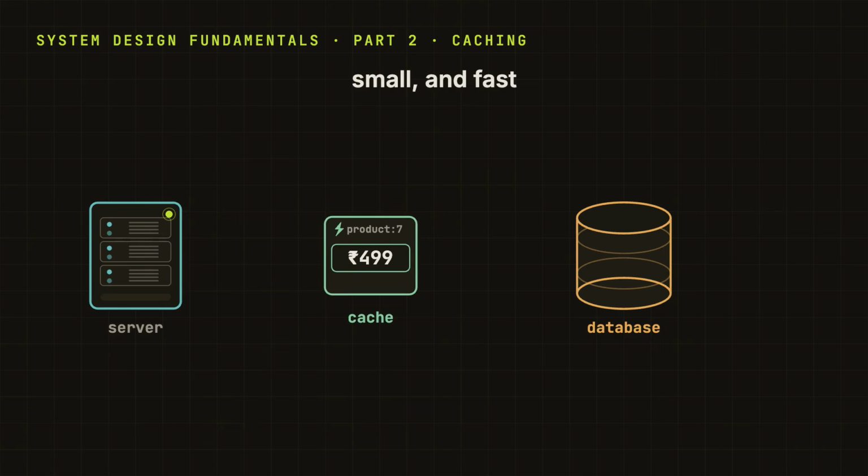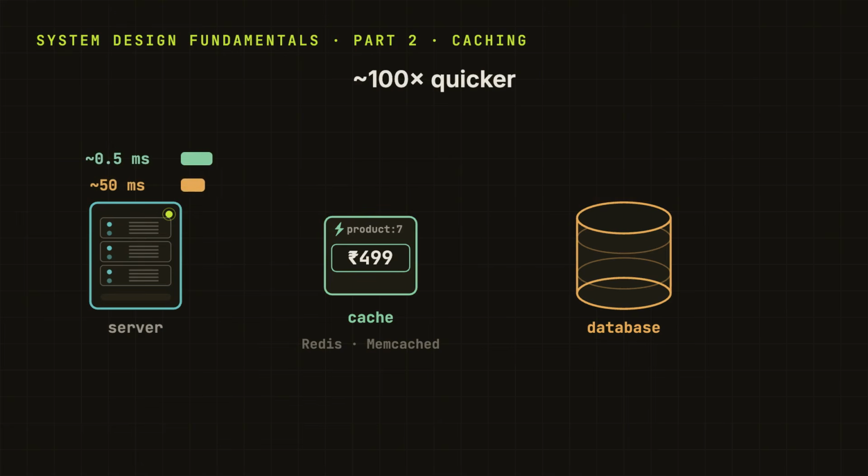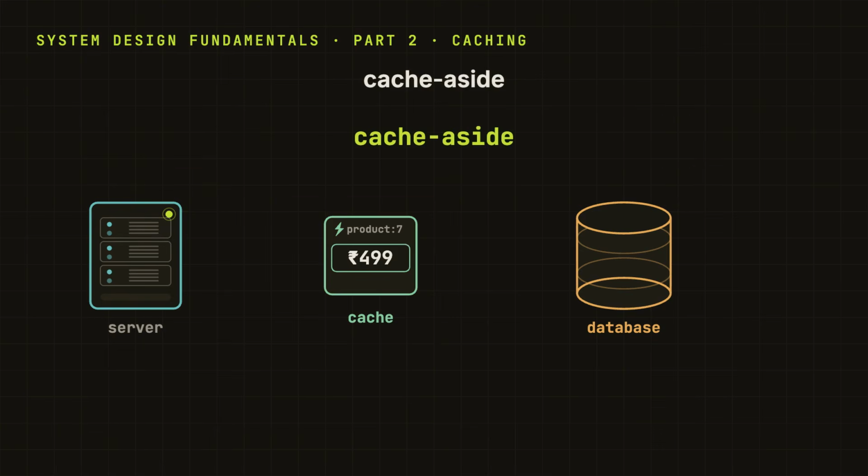A cache at high level is a small, extremely fast store, usually kept in memory, using something like Redis or Memcached that holds recently used data so you do not have to go all the way to the slower database. Memory is far faster than disk. So a cache hit can be, let's say, 100 times quicker than a database query. And the most common pattern is called cache aside, and it is worth knowing by name.